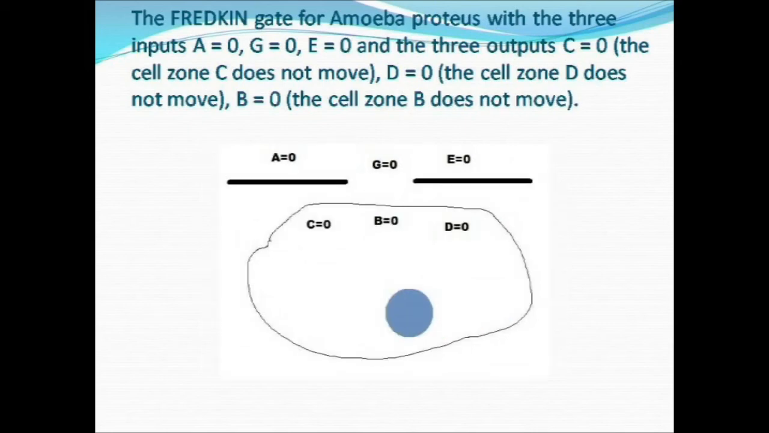The Fredkin Gate for Amoeba proteus with the three inputs A equals 0, G equals 0, E equals 0, and the three outputs C equals 0. It means the cell zone C doesn't move, D equals 0, the cell zone D doesn't move, B equals 0, the cell zone B doesn't move.